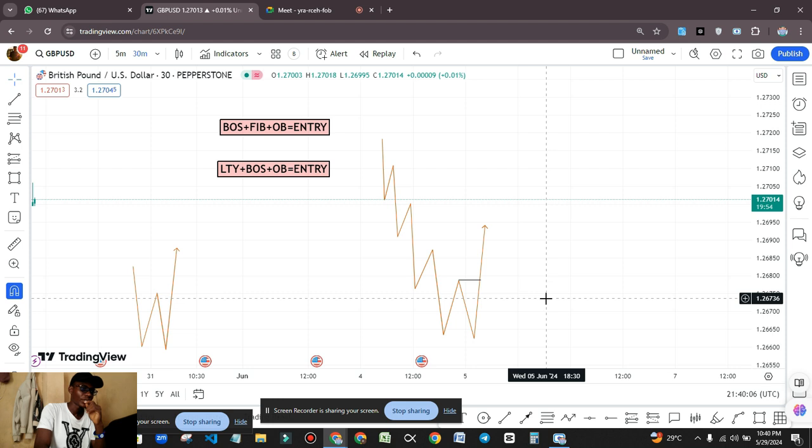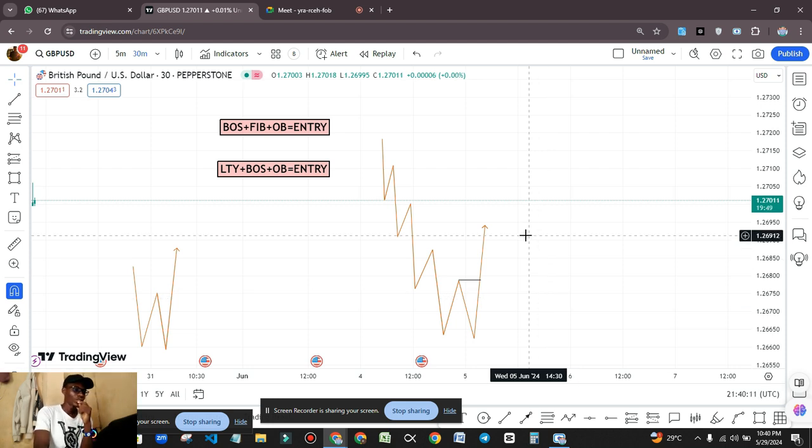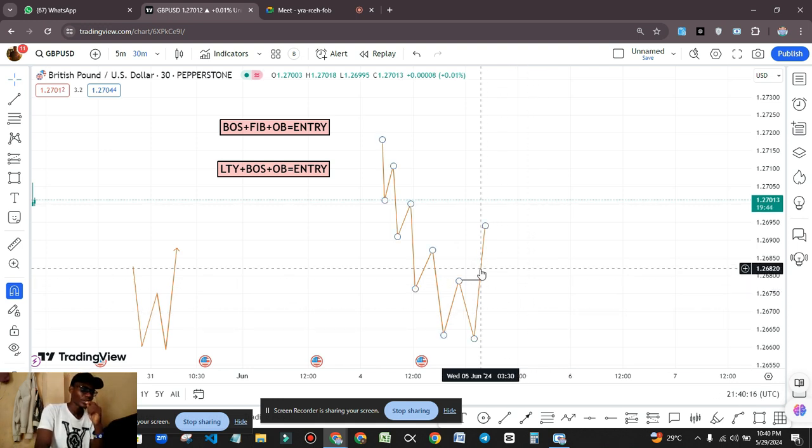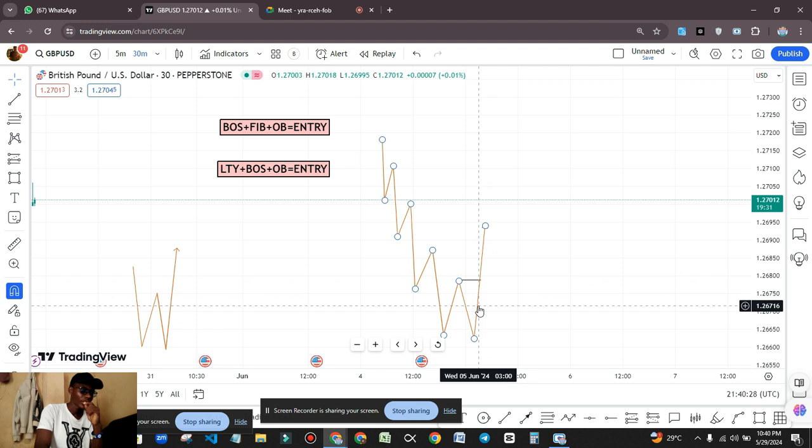Our breakout structure will be the last red candle before the break. Like the case I'm asking, will your entry be outside here or inside? Will you be looking for entry after this break, or inside? No, it's inside. You look for entry inside now.